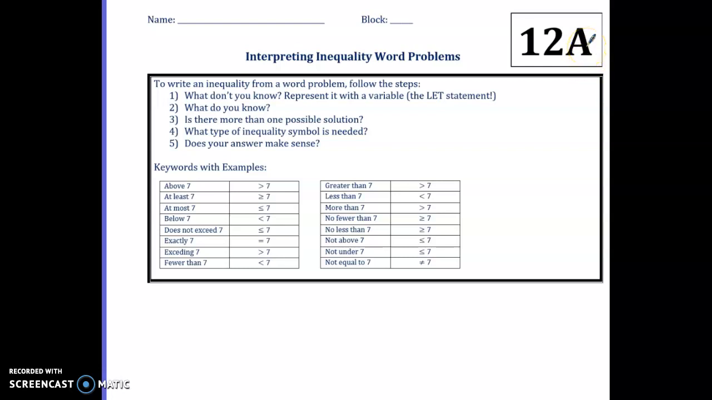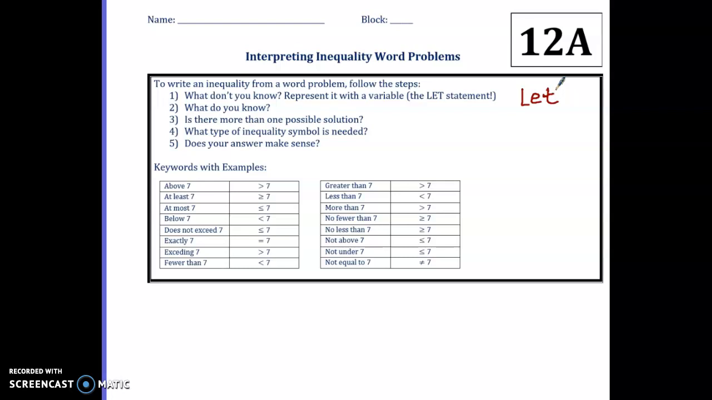Okay, so today in class we talked about interpreting inequality word problems. To write an inequality from a word problem, you should follow the following steps. First, you got to figure out what you don't know. Represent it with a variable. So this is just like when we're solving equations and we're doing word problems, we use that let statement. So I want you to identify the variable with the let statement. Figure out what you do know, and number 3, is there more than one possible solution? 4 is very important. What type of inequality symbol is needed? And then number 5, at the end, make sure your answer makes sense.